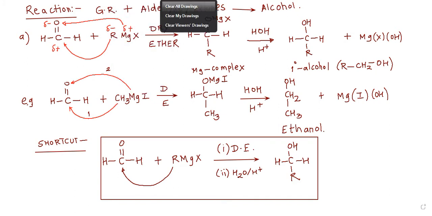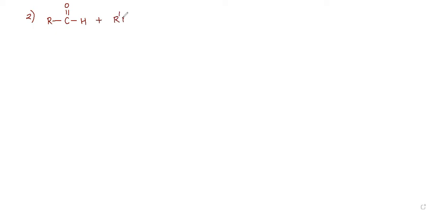Done? Yes, sir. If you have followed this, I hope you will understand this second reaction also. This is some other aldehyde but not formaldehyde. And I am treating this with a Grignard reagent. First reaction happens in solvent dry ether. So what should be my first product? No shortcut, I am writing proper reaction. This is OMgX attached here and here R dash.